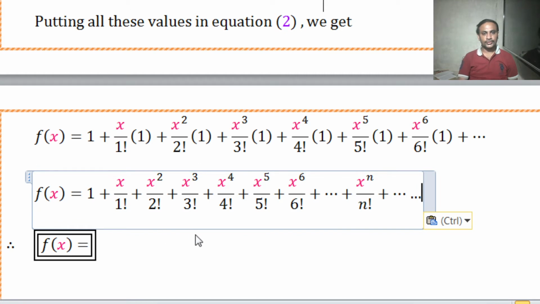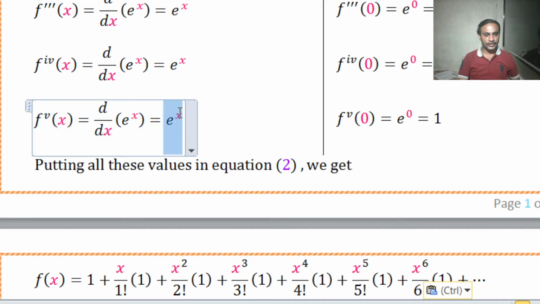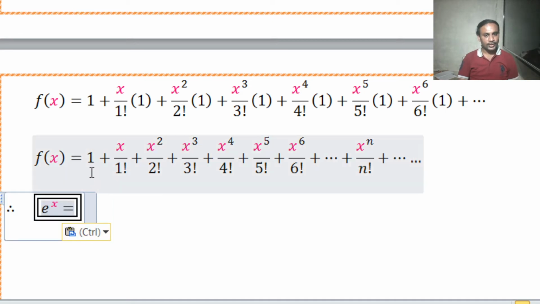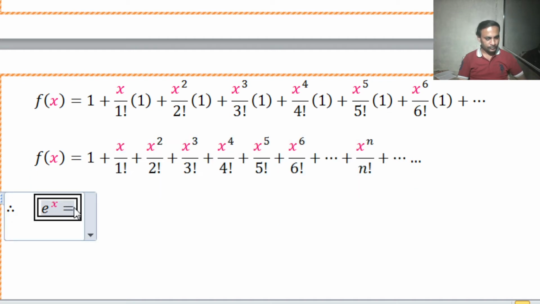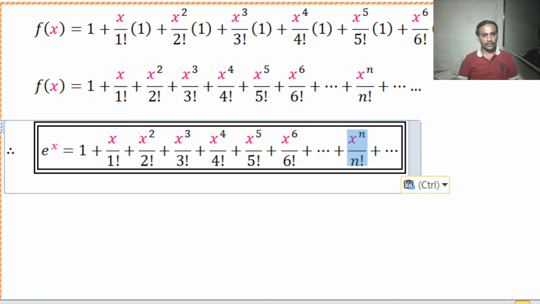So this is the series expansion of the function f of x, but here f of x is e raised to x. Therefore we can say that the series expansion of e raised to x is 1 plus x upon 1 factorial plus x square upon 2 factorial plus x cube upon 3 factorial plus and so on, and the nth term is x raised to n upon n factorial.